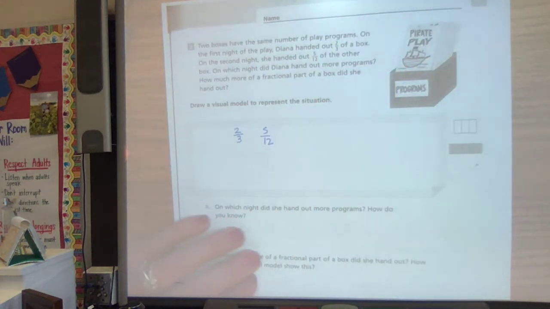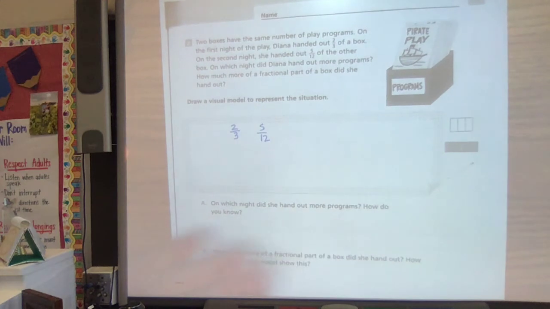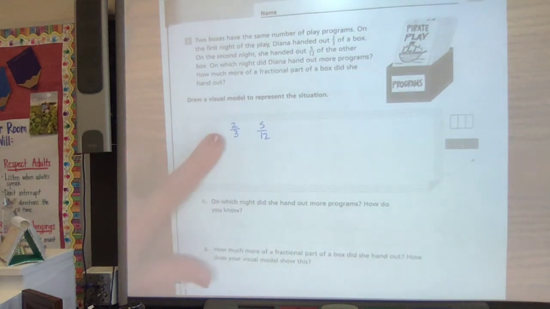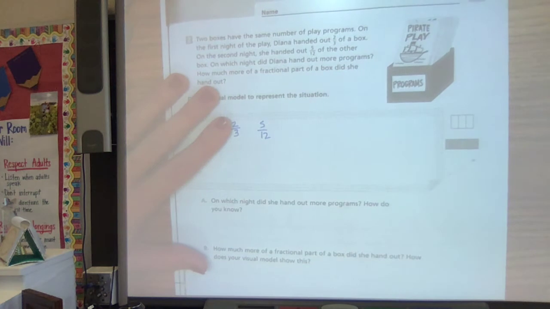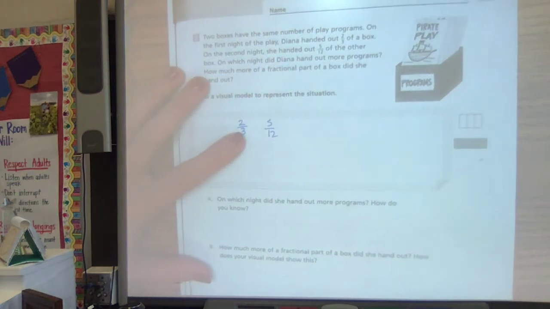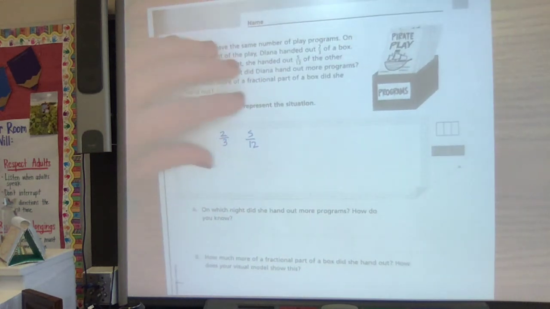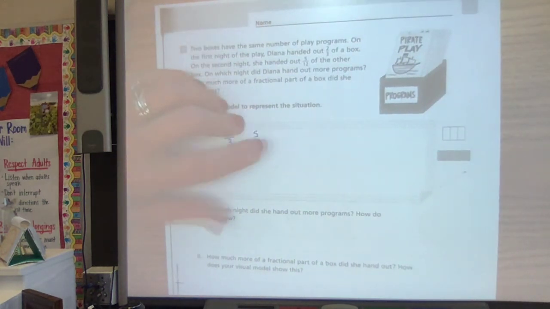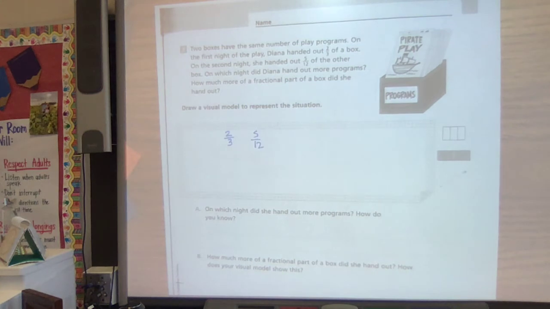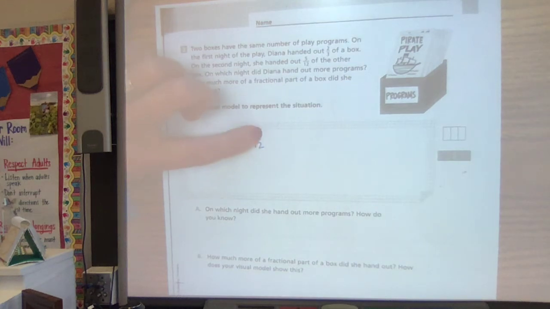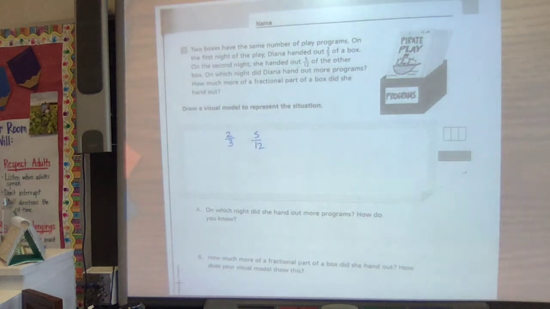Okay, so if we're just thinking about these fractions, let's say we don't even have our strips. 2/3. If you have something split in 3 parts and you have 2 of them, that's a pretty big amount. 5/12. So I know that half of 12 is 6. So 6/12 would be half. So 5/12 is not even half. 2/3 I know is more than half. So automatically I know that on the first night she did more.